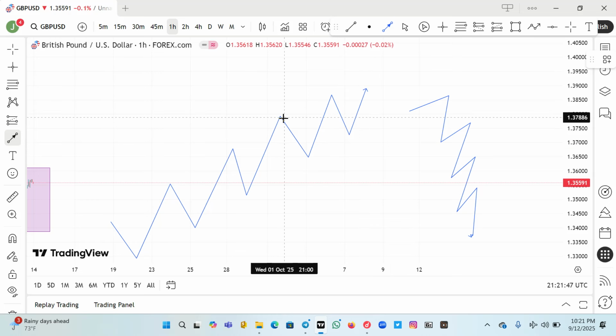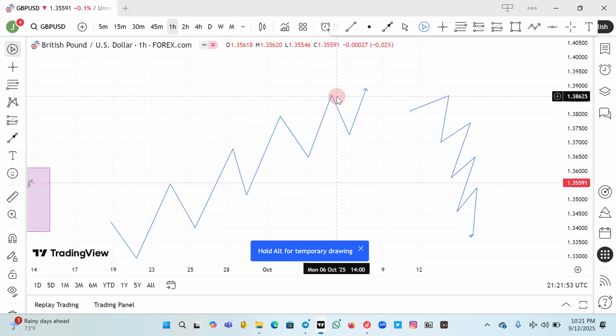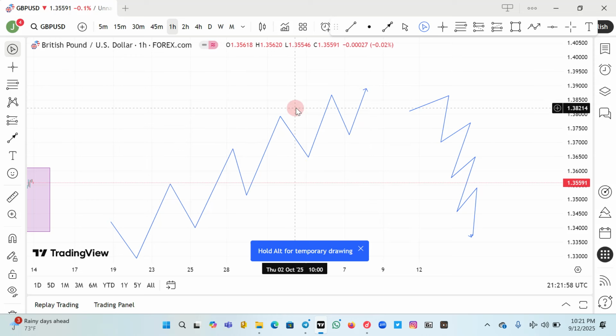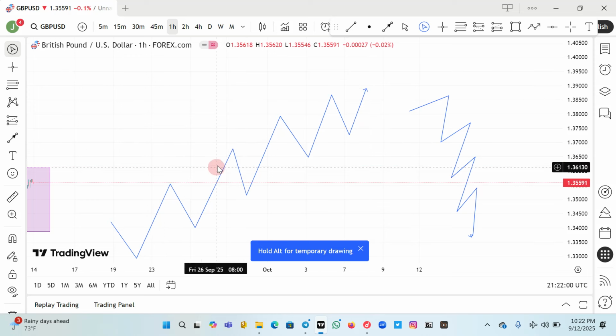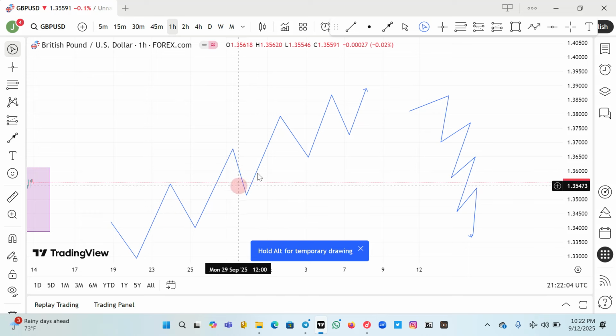Look at it again. Letter V. Look at it, it's giving the letter V shape. Same with here. Letter V. Same with here. Letter V. So whenever we have a break of structure to the upside, we always have the letter V shape, right?